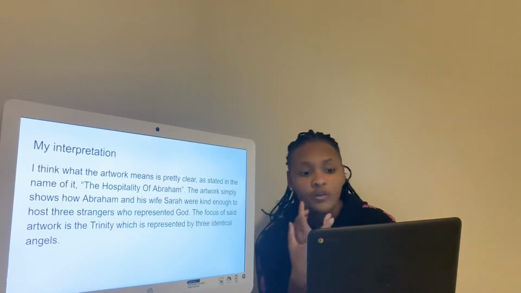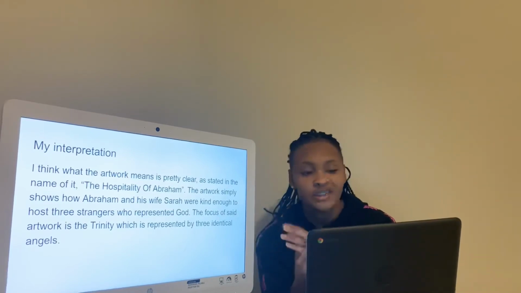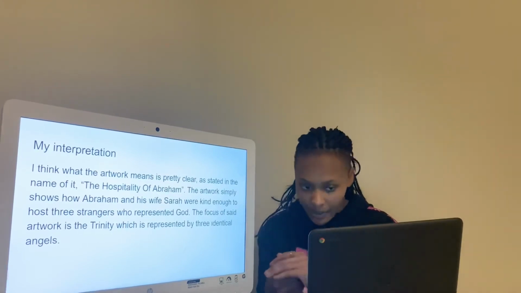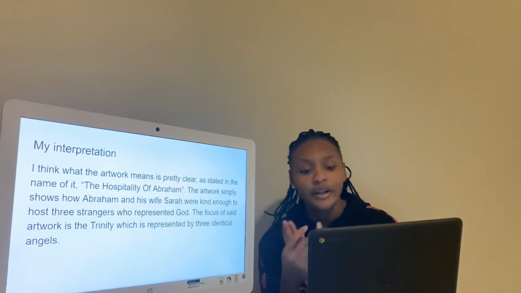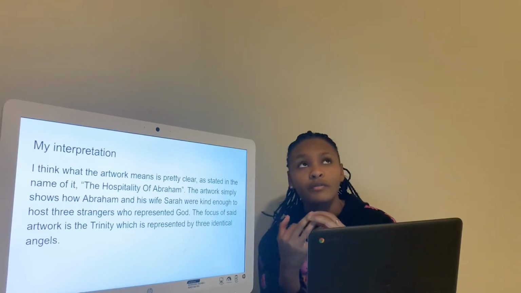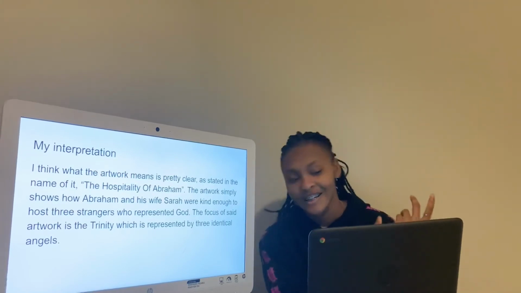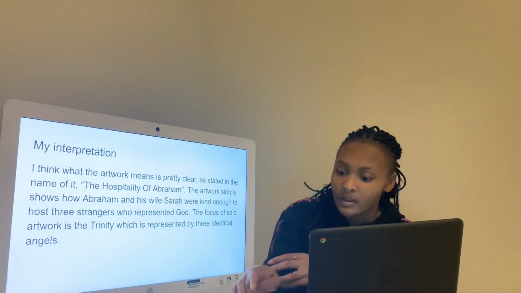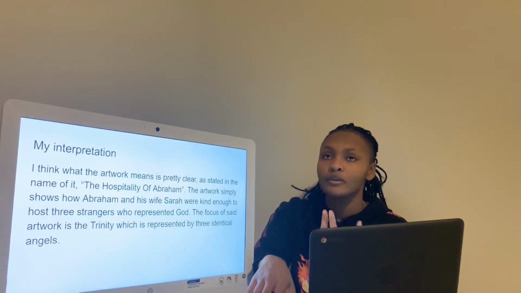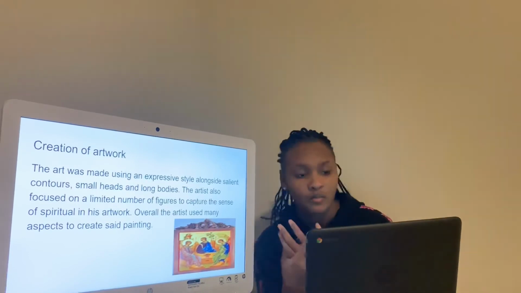I think what the artwork means is pretty clear, as stated in the name of it, the Hospitality of Abraham. So it simply shows Abraham and his wife. It's such a simple painting. It just shows that they were kind enough to host 3 strangers who, again, represented God, the Trinity: the Father, the Son, and the Holy Spirit. The focus of the artwork is the Trinity, like I just said, which is represented by the 3 identical angels there. So, yeah, the painting is so simple and to the point that it begins to become repetitive when you're trying to explain the painting within itself.